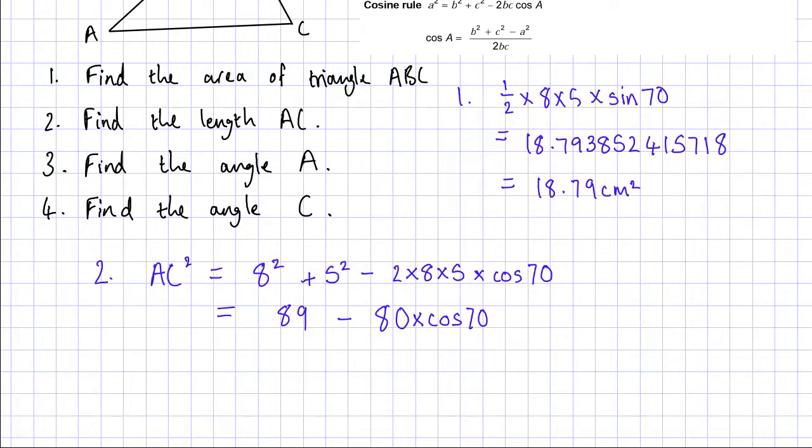So AC, because I have AC squared here, if I square root this side, I'm going to get AC. So I'm just going to do that. So AC is equal to the square root of all of this.